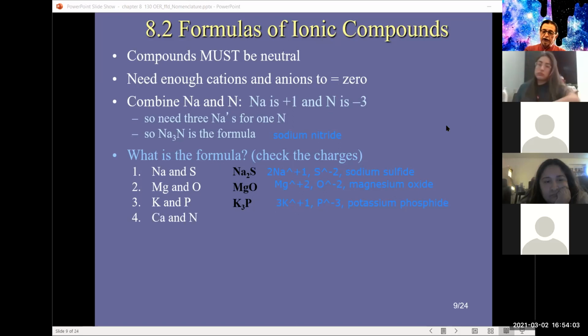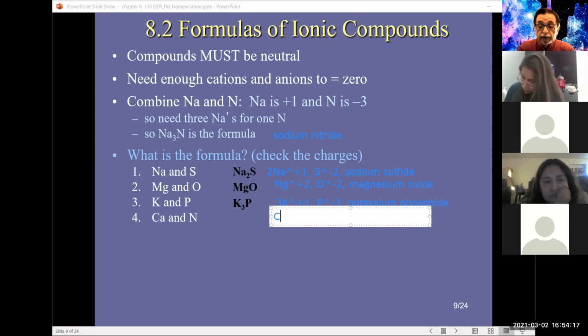Okay, this is going to be a little more challenging, but I know you got it. Okay, we got calcium and nitrogen. First thing we do is put them in ionic form. Calcium is in group 2. It's a metal, so it will have a +2 charge. Nitrogen is in group 5. It will be a -3 charge.